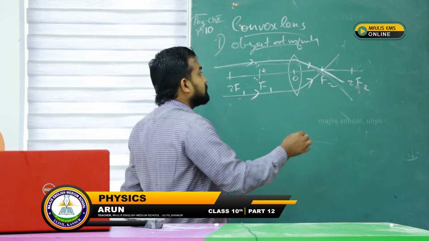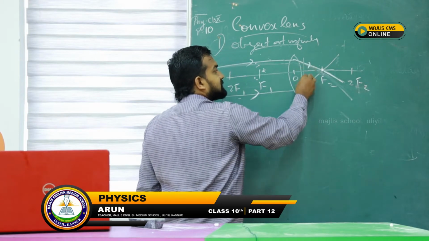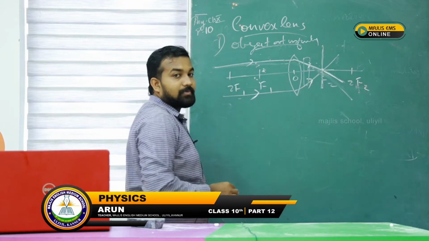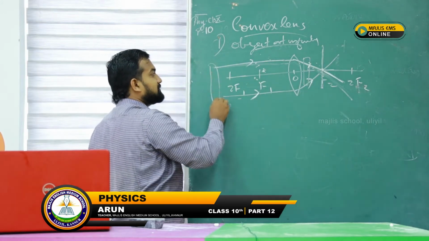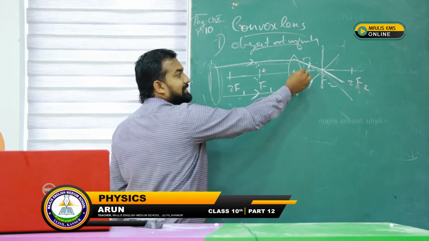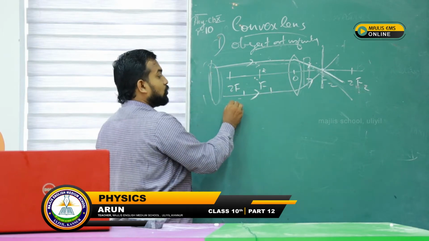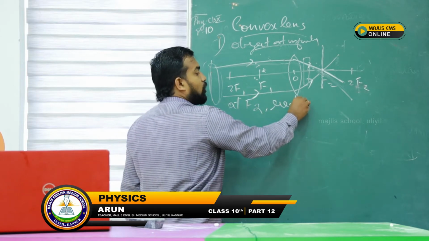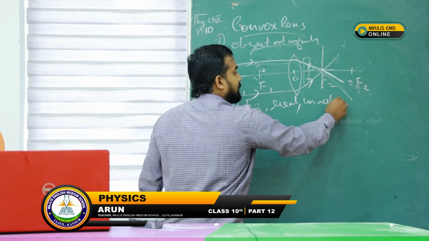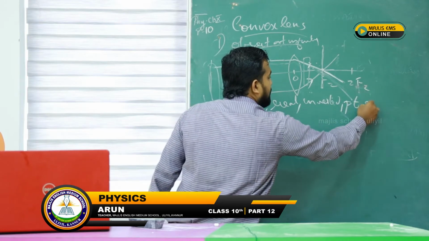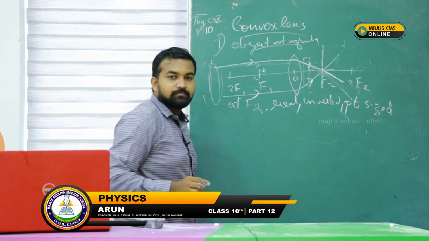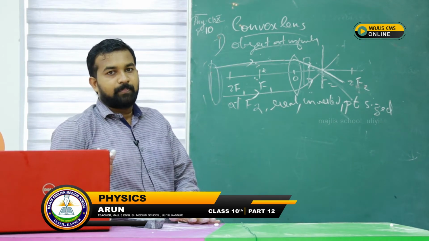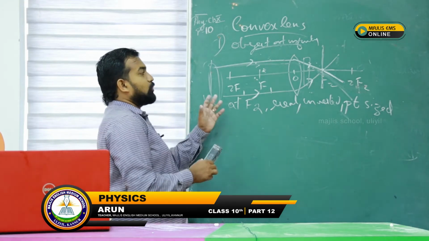So if I keep a screen and adjust it backwards, when I keep the screen here, I will get an image of the object, whatever object, even a big object, as a small image over there. So the image is formed at F2, a real image, inverted and point sized. There is no doubt in that. Clear? So this is the first case, when the object is at infinity.